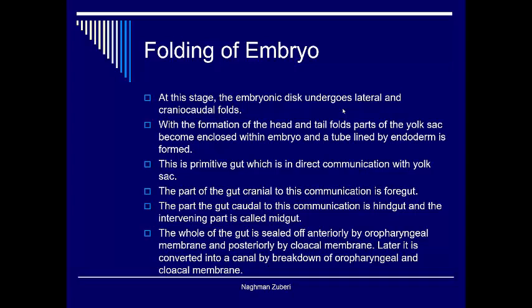The part of the gut cranial to this communication is foregut. The part of the gut caudal to this communication is hindgut. And the intervening part is called midgut. The whole of the gut is sealed off anteriorly by the oropharyngeal membrane and posteriorly by the cloacal membrane. Later, it is converted into a canal by breakdown of oropharyngeal and cloacal membranes.